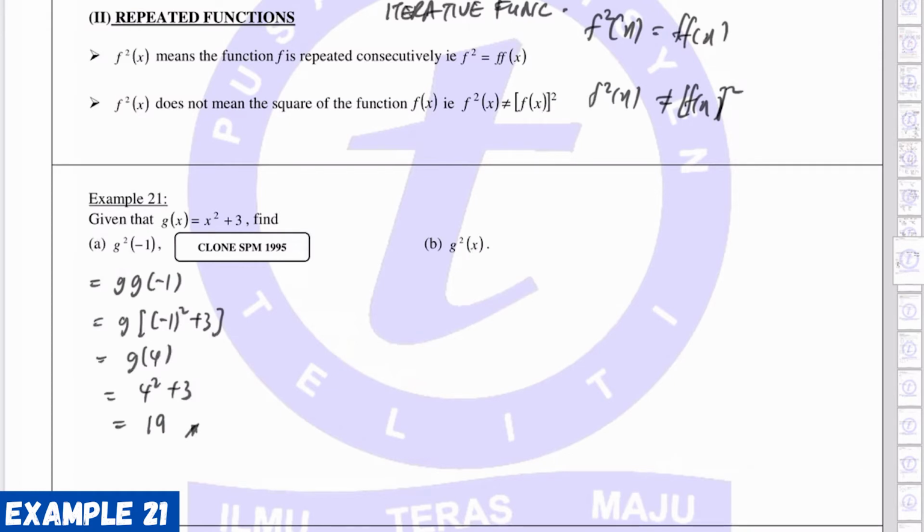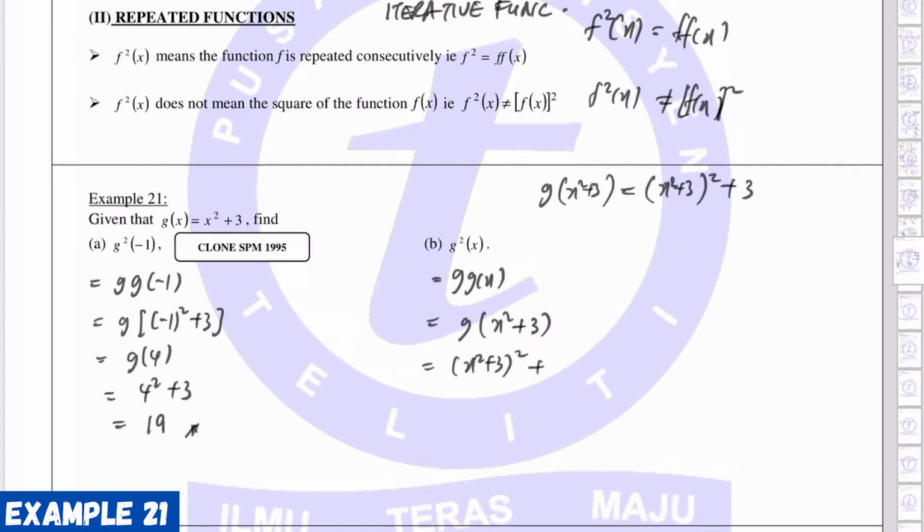Now, the next thing is, what if I want just in terms of x, like g2(x)? g2(x) means g(g(x)), okay? So I'm going to put g(x), which is x squared plus 3, inside g(x) again. Now, I need to think this way. When we say g(x) equals to x squared plus 3, I can put x here and this will be x. Am I right? But now we don't want to put x inside. What we want to put is this bracket, x squared plus 3. So we write this as (x squared plus 3) squared plus 3.